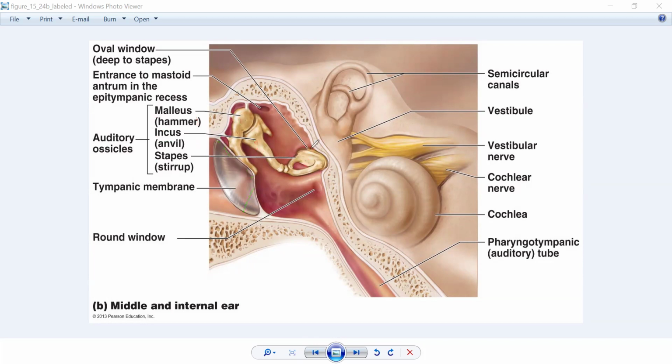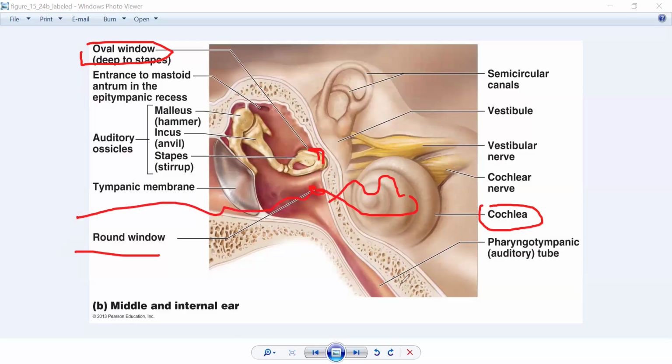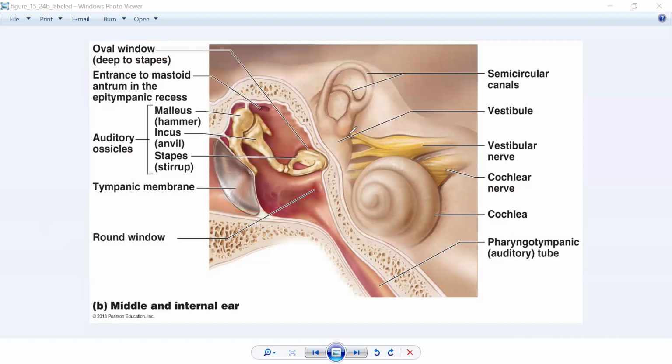Now, sound waves are going to enter this area here that the stapes sits upon. This is referred to as the oval window. And then sound waves enter the cochlea. That's the organ that has the receptors to interpret what you're hearing. Once it stimulates the receptors, there's an exit window here called the round window to allow the sound waves to exit. And the nerve leaving the cochlea is called the cochlear nerve. And then you have this organ called the vestibule, and that's going to give you a sensation of balance.